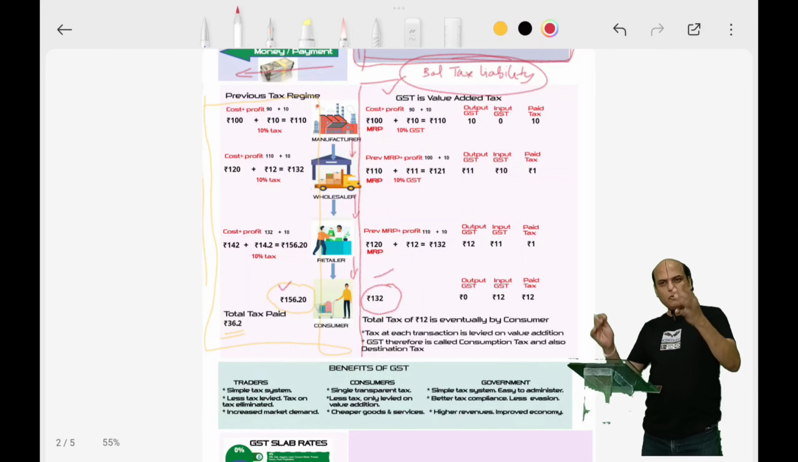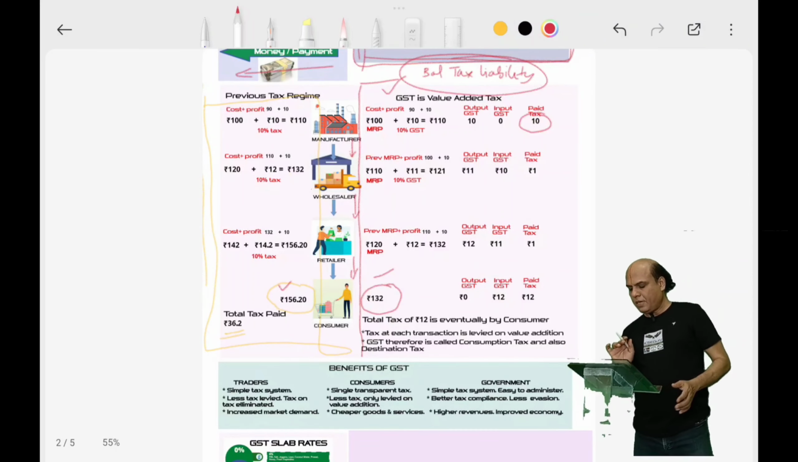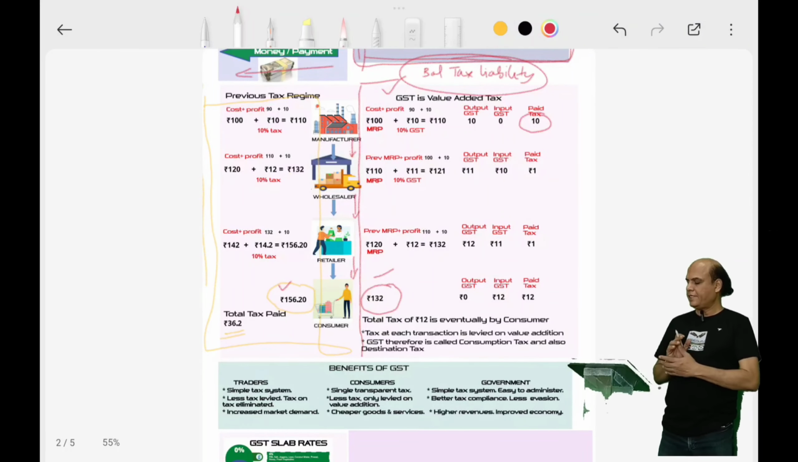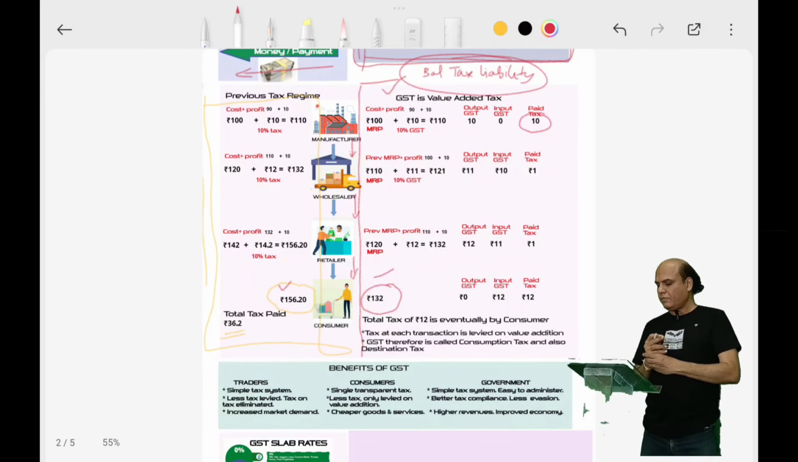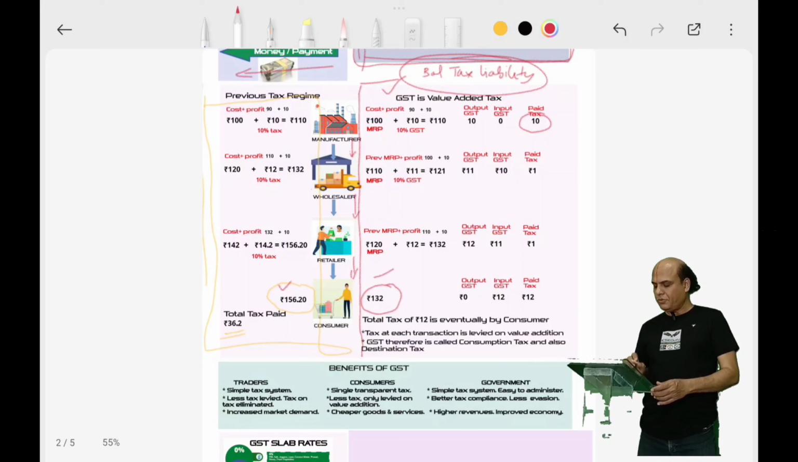For him, no goods are being purchased. So his input GST is 0. Now his tax liability is output GST minus input GST. 10 minus 0 is 10. So the manufacturer has collected 10 rupees from the wholesaler as tax on these goods.